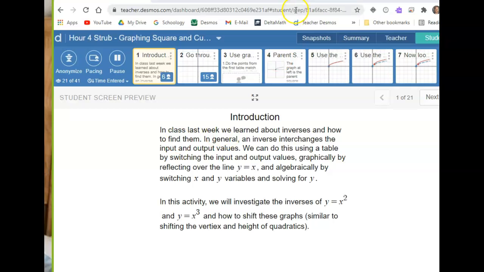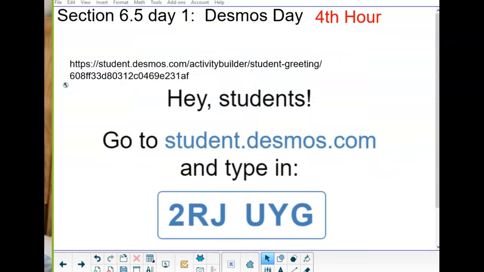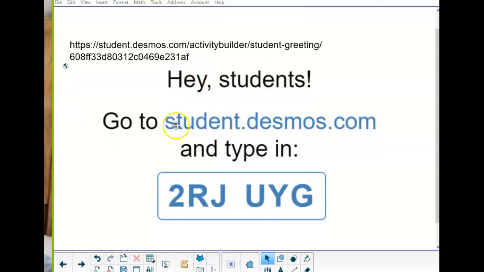All right. Let me show this code again just one more time. So if you haven't had a chance to log in yet, go to student.desmos.com, and then when you get to that search bar in Google, type in this code, and then go ahead and start working. The activity is called graphing square roots and cube roots. Let me know if any questions come up.